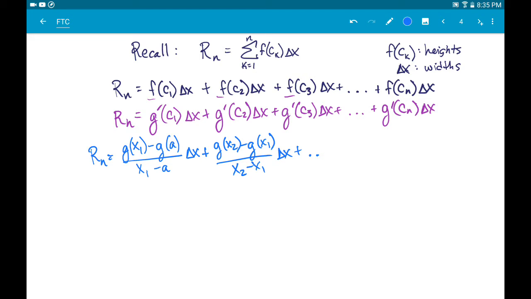And now mathematicians are lazy, so I'm not going to write this third one. You can write it for fun if you like. And then I've got g of, what are we looking at? b minus g of xn minus 1. I think that's right. b minus xn minus 1, delta x. All right. So we're almost there. It looks worse than it was, but it's about to clean up nice.